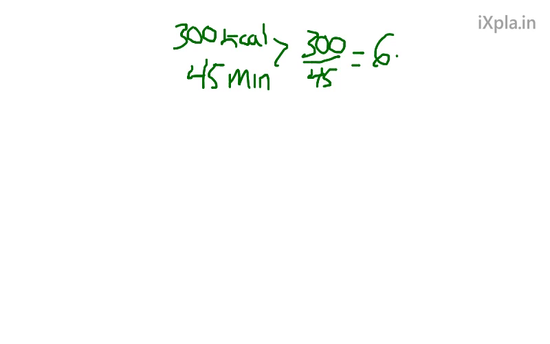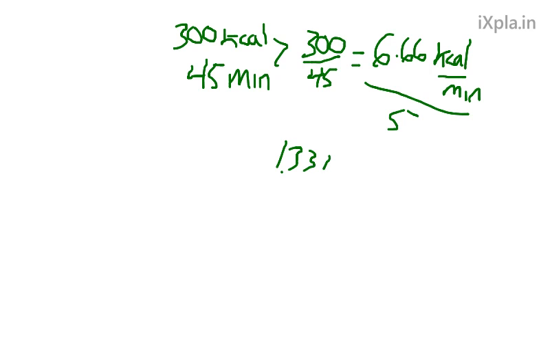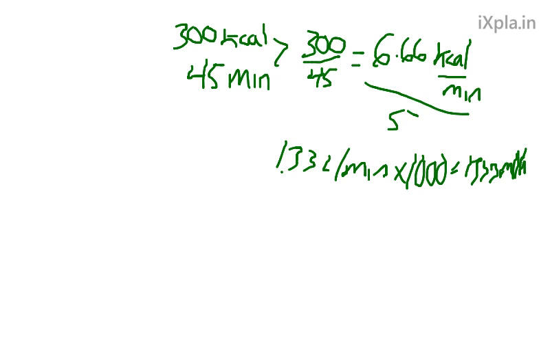Okay, that's 6.66 calories, so we know he burns 6.6 calories per minute. Now we also have to work backwards again. Now we have to go to liters per minute, so that's dividing by 5. And that is equivalent to 1.33 liters per minute. Now we have the liters per minute to milliliters per minute, so multiply that by 1,000. So we have 1,333 milliliters per minute.